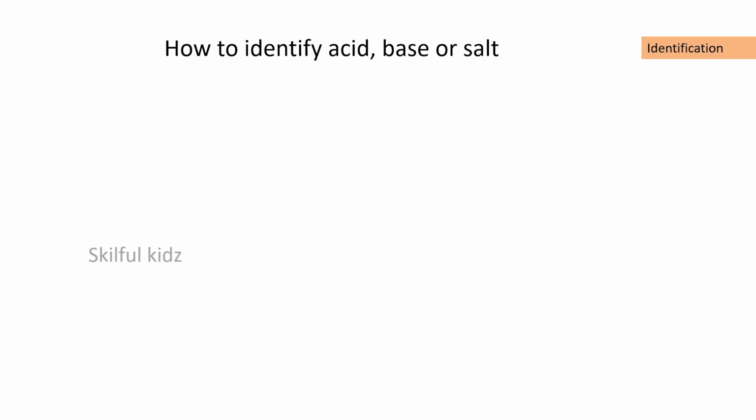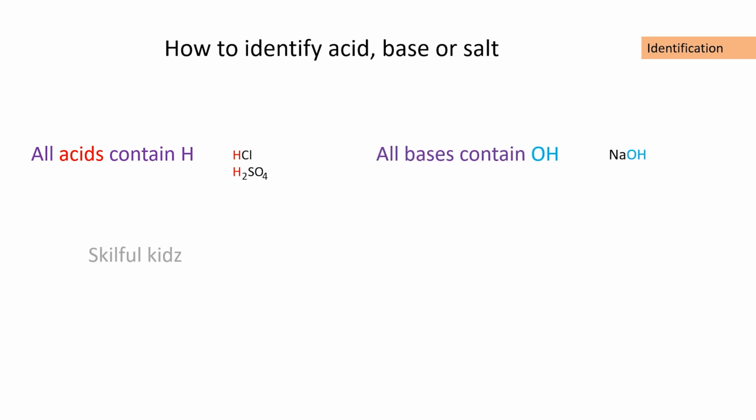Now let's look at identification. If you are looking at a new compound and you know the chemical formula, how can you identify if it is an acid, base or a salt? All acids contain hydrogen. For example, hydrochloric acid is HCl and sulfuric acid is H2SO4. So all the acids have hydrogen in them and bases contain hydroxide ions.